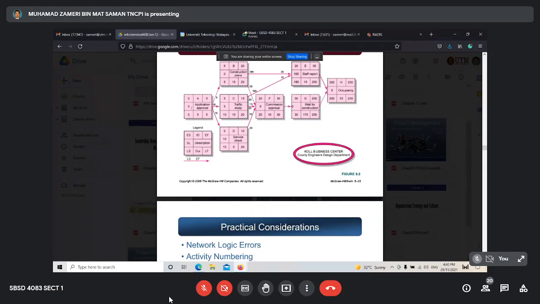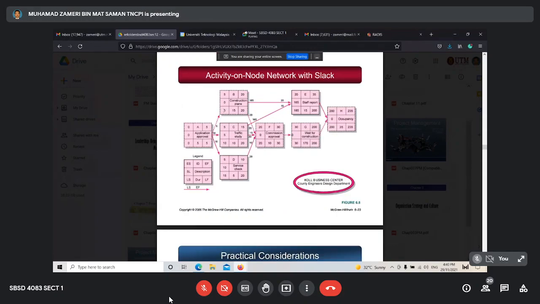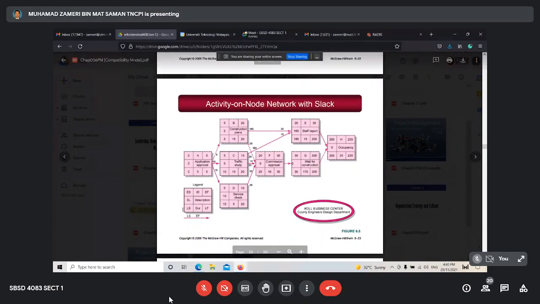So 0 minus 0, 0. 5 minus 5, 0. 10 minus 5, 5. 15 minus 5, 10. 20 minus 20, 0. 30 minus 30, 0. 185 minus 20, 165. 200 minus 200, 0. So please remember to calculate SL, slack time equals late start minus early start. Just take the value down here minus the value up here, and then you get the value in the middle. Understand?